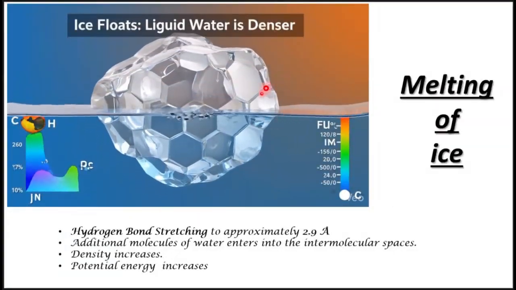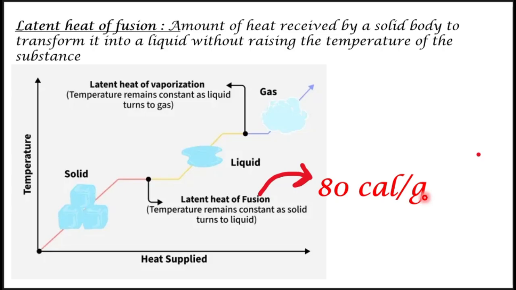It will not increase the temperature of the system, but it increases the potential energy of the molecules. And that 80 calorie per gram is known as the latent heat of fusion. So when a substance is changing its phase from solid to liquid, latent heat comes into action. That means from solid to liquid, it is known as latent heat of fusion, that is 80 calorie per gram. It will not increase the temperature. That means temperature becomes constant, but the heat supplied will be 80 calorie per gram.